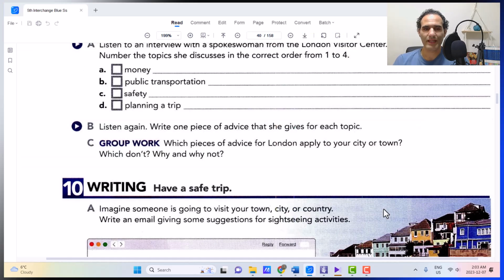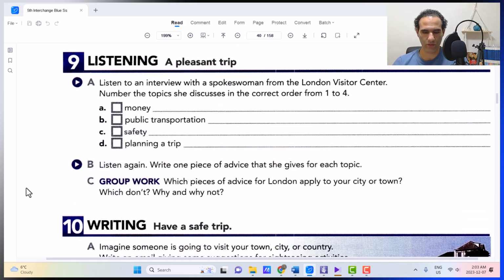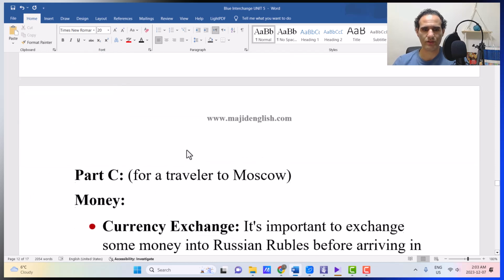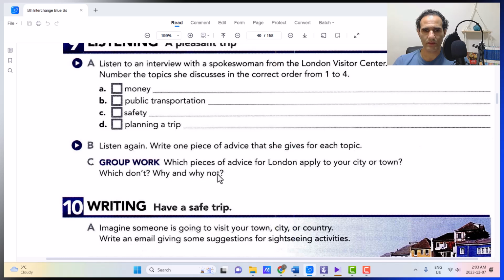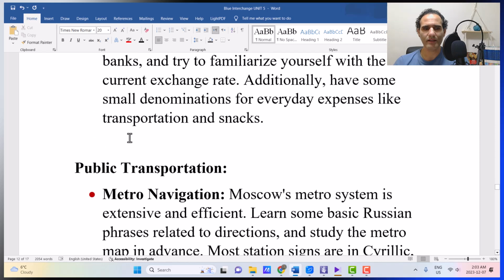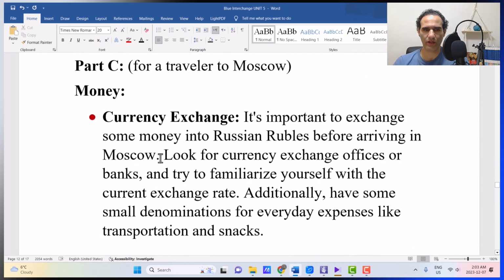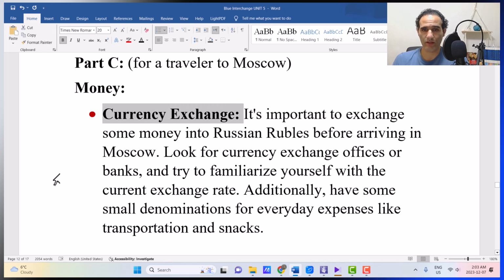Okay. So that was the listening. We listened to this about London and the advice in these four areas. And now part C as extra speaking. It says, which piece of advice for London applies to your own city? Okay, so I imagine, for example, a traveler wants to go to Moscow. So regarding money, public transportation, safety, and planning the trip. Some advice in these four areas, okay? You can get ideas this way for planning your mind, for planning your ideas, and putting that in practice. For example, in writing or in your speaking.